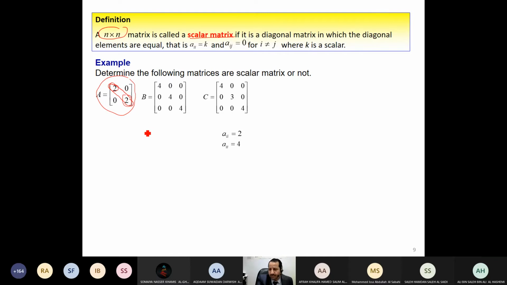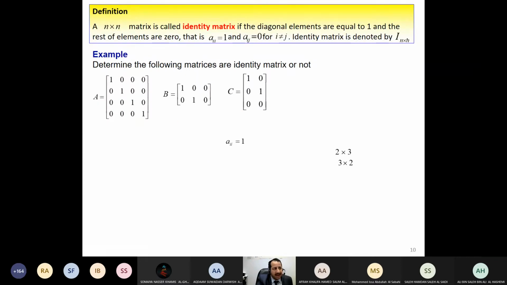This is 2. Here it's also diagonal with 4. Here it is not a scalar matrix because you see here 3 and 4, they are different, but it's a diagonal matrix. Okay, square matrix and diagonal matrix at the same time.